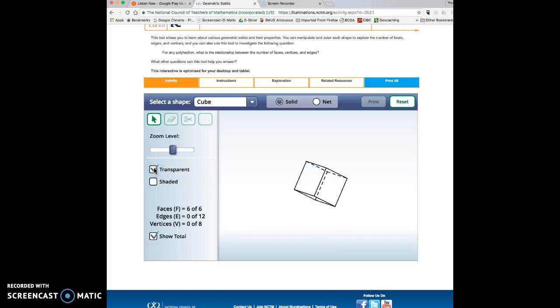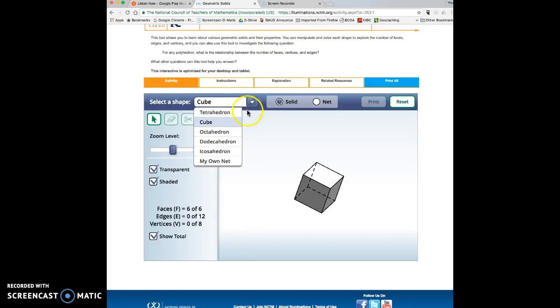We can also look at this transparently, and you can count them a little easier that way. And we also have shaded, so we can shade them so they look like different colors. So this website, you can see the link to it up here. I'll put that link in Google Classroom as well.